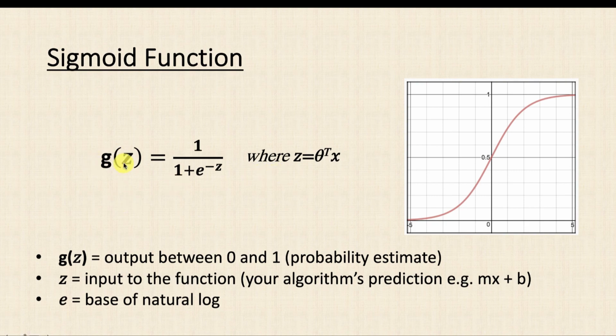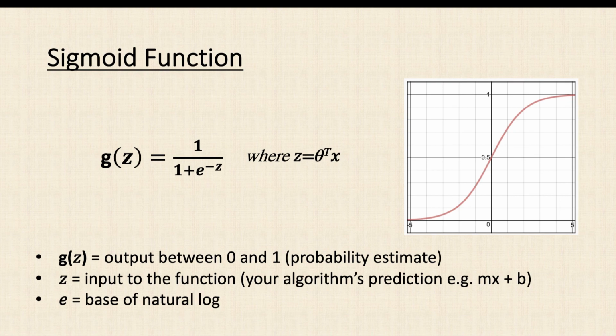So g of z is equal to 1 divided by 1 plus e raised to minus z. So z is equal to theta transpose x, right? So g of z is the output between 0 and 1. That is our estimated probability. z is the input to the function, your algorithm's prediction. So earlier in the linear equation, we calculated mx plus b. That can be put instead of z, and then you can calculate the value. And e is the base of the natural log, right? So it has some exponential value.